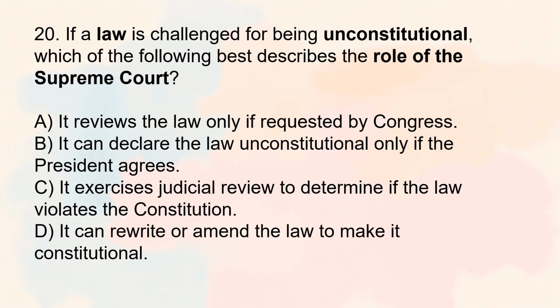Last number, if a law is challenged for being unconstitutional, which of the following best describes the role of the Supreme Court? Letter A, it reviews the law only if requested by Congress. Letter B, it can declare the law unconstitutional only if the President agrees. Letter C, it exercises judicial review to determine if the law violates the Constitution. Or letter D, it can rewrite or amend the law to make it constitutional.